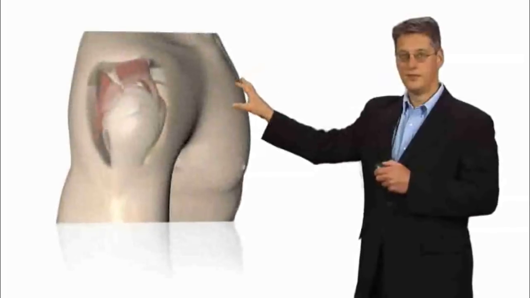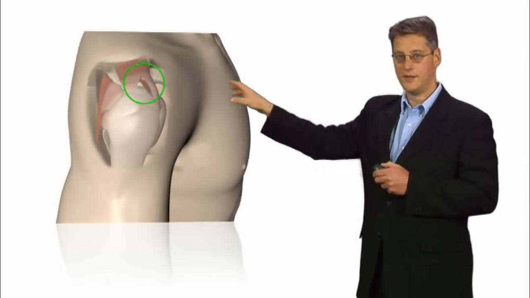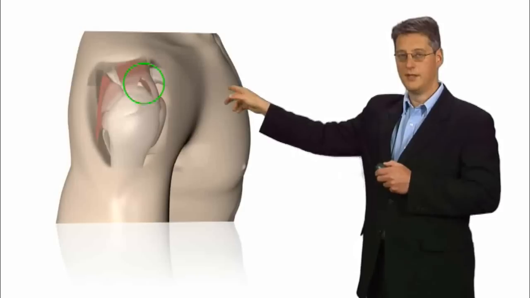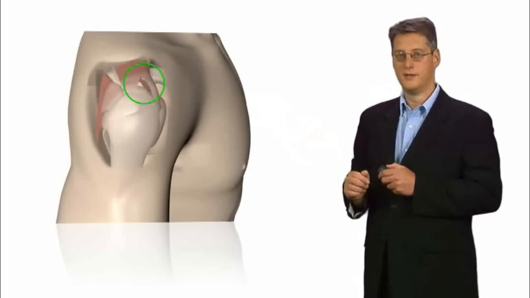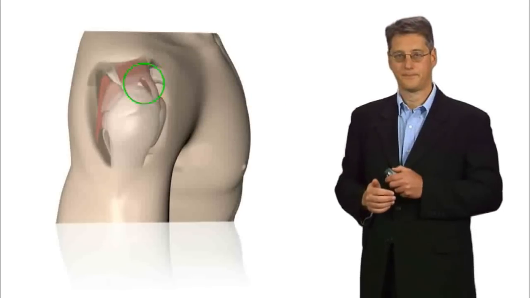Here we're looking into the shoulder joint. The person is facing me, and you can see in the middle here a tear in the supraspinatus, which is the rotator cuff tear.